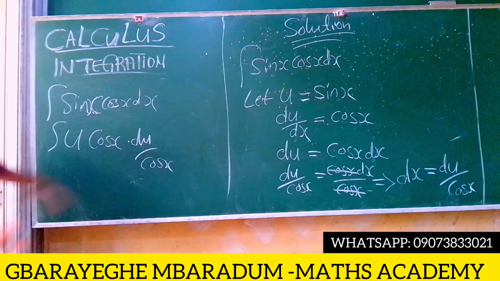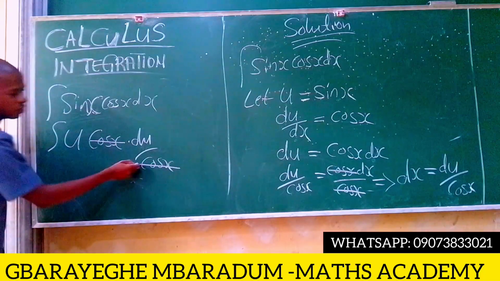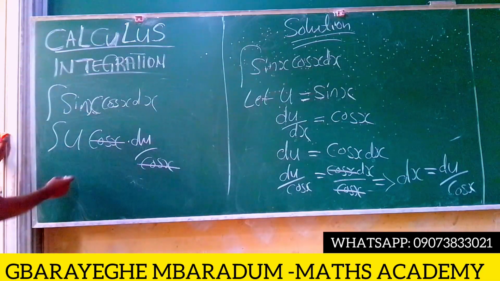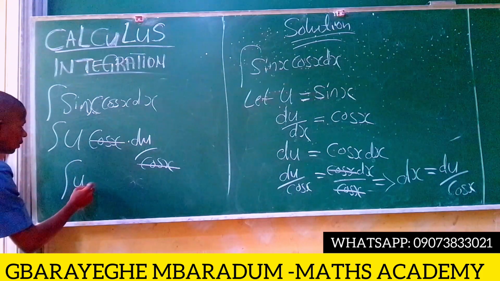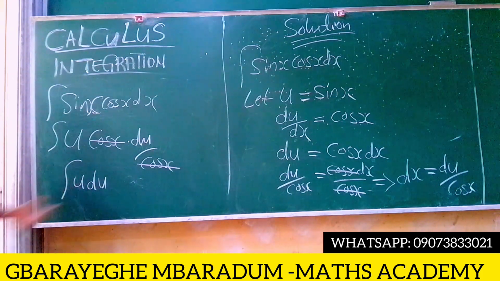Okay, that's nice. Now if you look at this, you see that this cos x can cancel out the other cos x, right? And we're going to be left with the integral of u du. Now we are having the integral of u du.